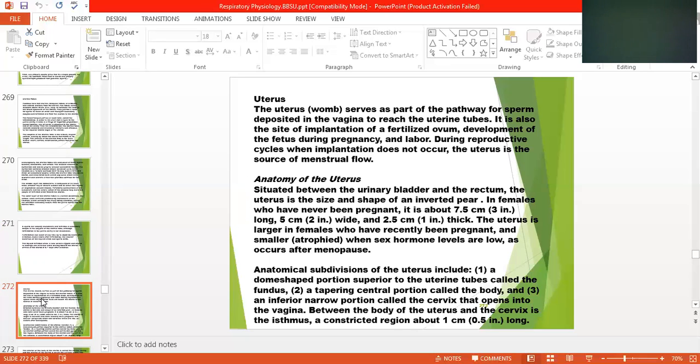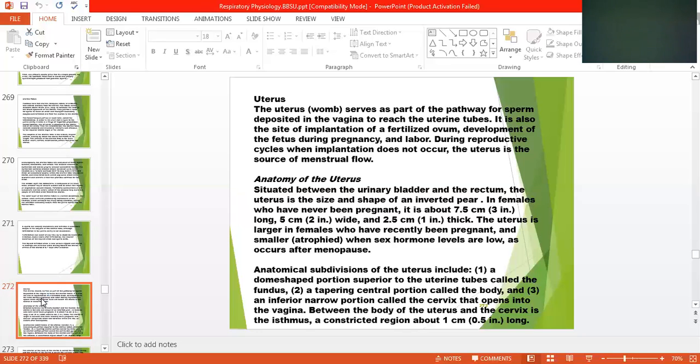It serves as part of the pathway for sperms deposited in the vagina to reach the uterine tube. The sperms enter from the vagina and reach the uterine tubes. It is also the site of implantation of a fertilized ovum, development of the fetus during pregnancy, and labor. During the reproductive cycle, when implantation does not occur, the uterus is the source of menstrual flow.